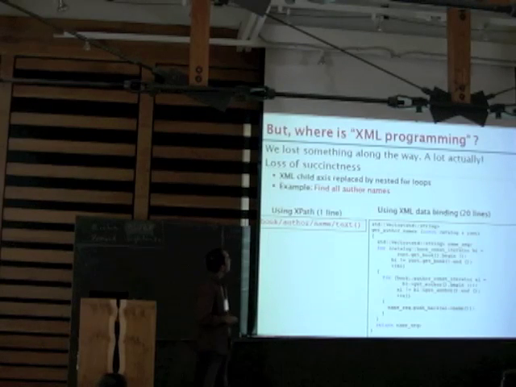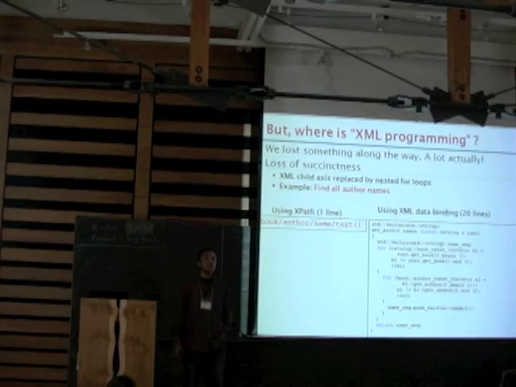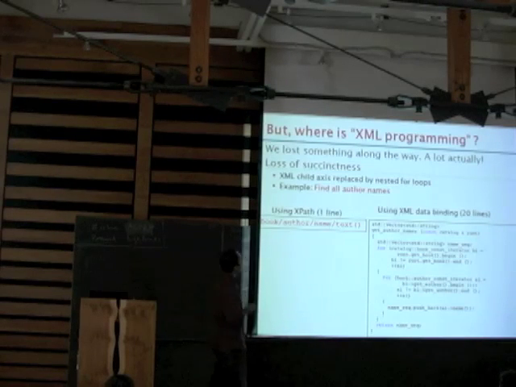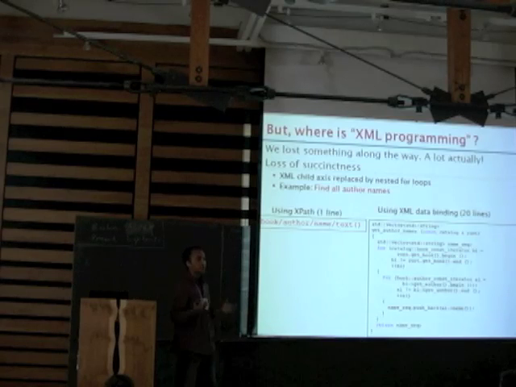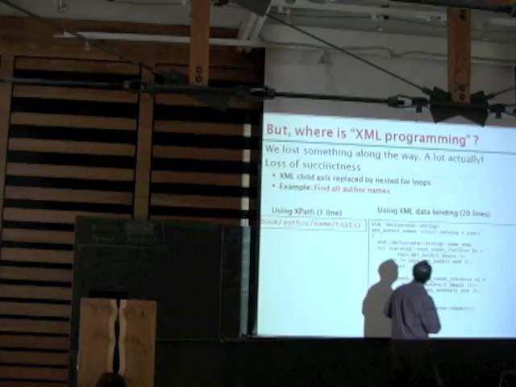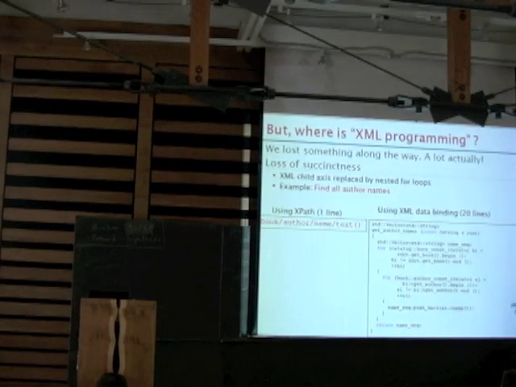This is great, but we lost something along the way. Quite a bit, in fact, I feel. Remember XPath, you can get the same query expression, find all author names, in just a single line of code. Over here, with XML data binding, this is the same example that I showed earlier. You wrote about 20 lines to do the same thing.